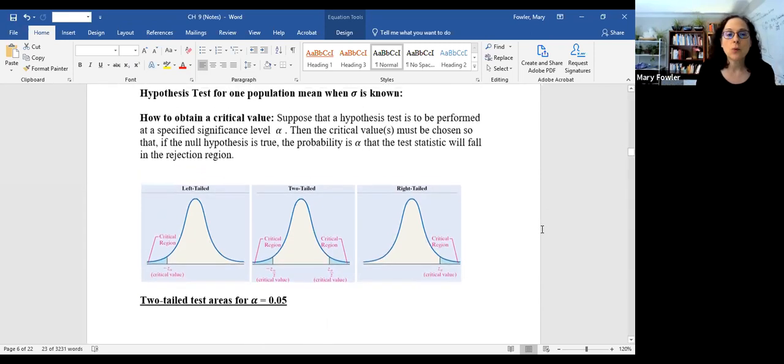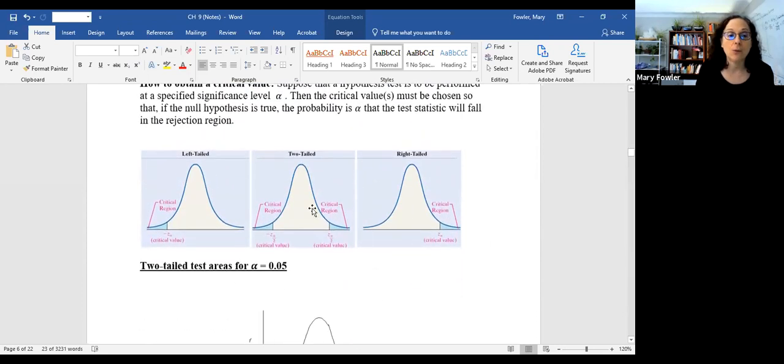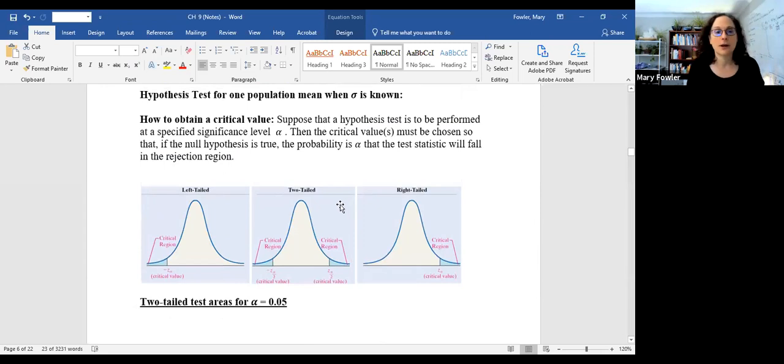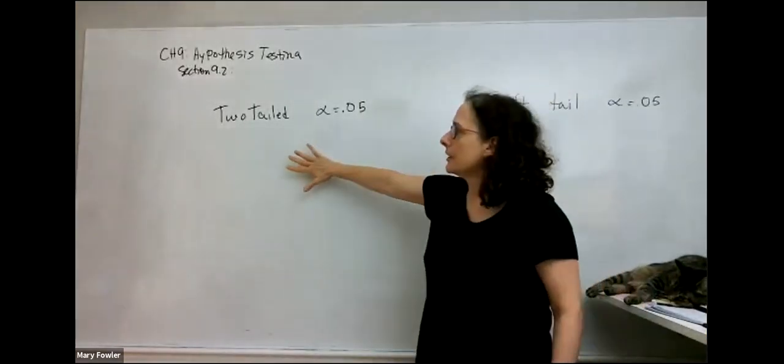Okay. So we're going to determine what those critical values are, z sub alpha or z sub alpha over 2. And I'm going to go over to the whiteboard, and we're going to just go through some examples on how to determine the rejection region. Okay, so I just want to go over a couple of examples.